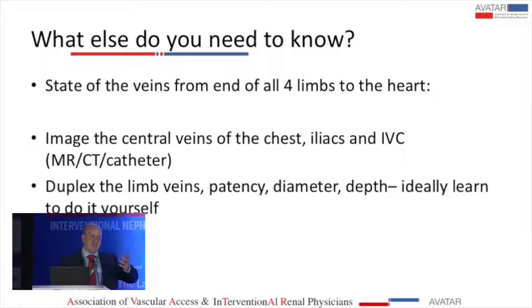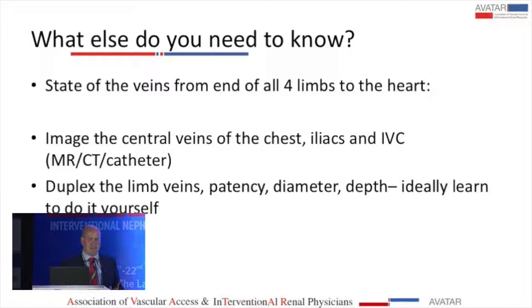You need to understand their anatomy completely in order to have a chance where everybody else has failed. You need to know the state of the veins of all four limbs, all the way back to the heart. And the way to do that is you're going to need to image the central veins of the chest, the iliacs, and the IVC. There are a number of ways you can do it, which I'll go through later. And you're going to need to know the state of the veins and the arteries going all the way to the end of each limb.